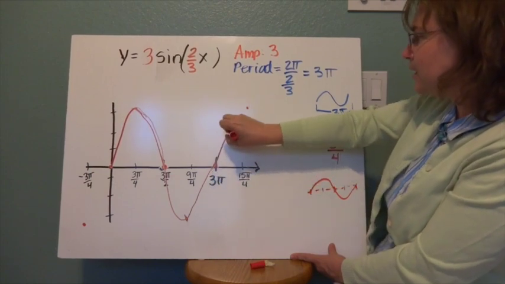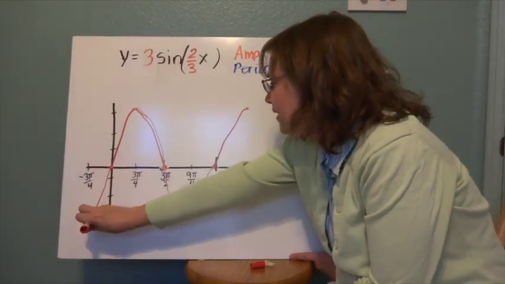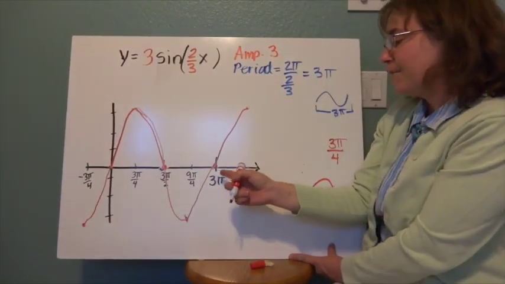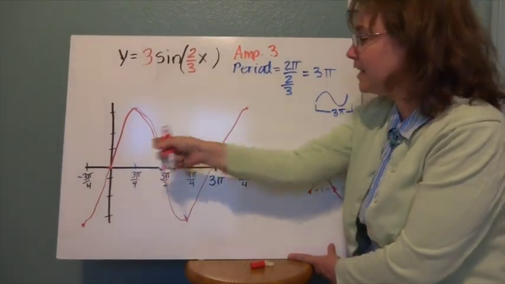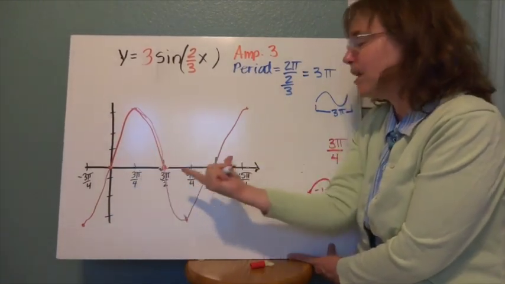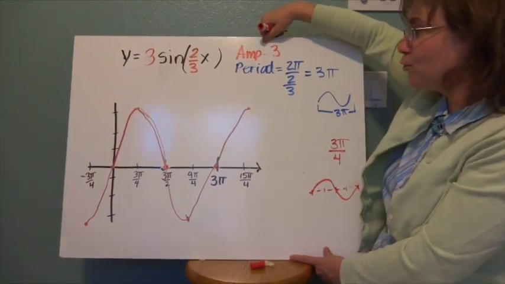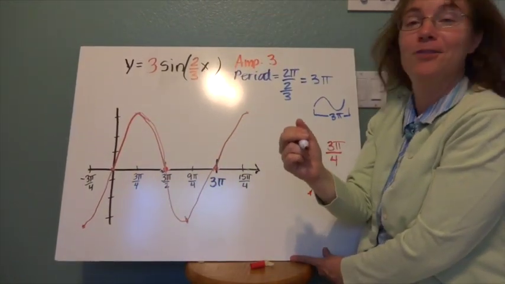And then I'm just going to continue up. And over here, I would just continue down just to continue my graph. And if I went to 6 pi, I would see another repeat of this sine curve. So you're just taking whatever the period is and dividing it into 4 chunks, and that helps you graph.